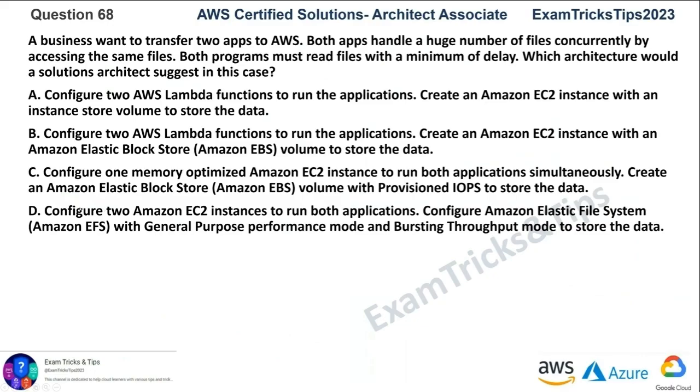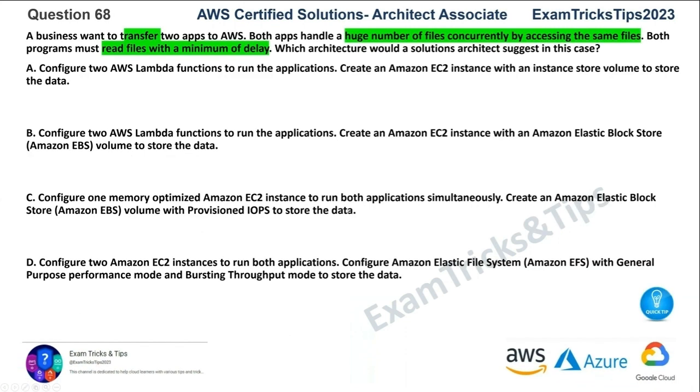Question number 68: a business wants to transfer two apps to AWS. Both apps handle a huge number of files concurrently by accessing the same files. Both programs must read files with a minimum of delay. Which architecture would a solutions architect suggest in this case? We have a business with two apps, and these apps are going to handle a huge number of files concurrently. And we want to make sure this is a performant solution with minimum delay for reading the file content. So we have various options here. Let's see which one is the correct one. We'll have to go by elimination here.